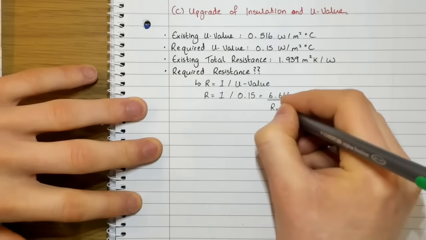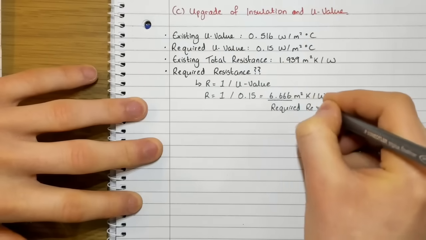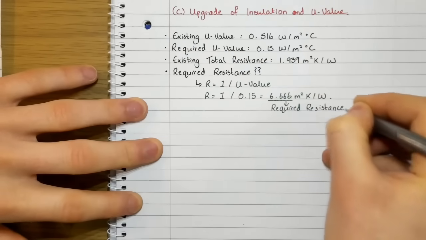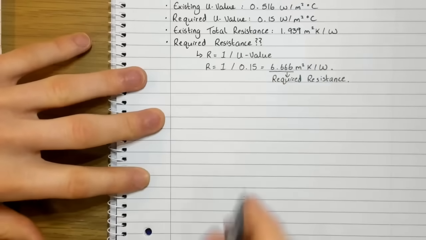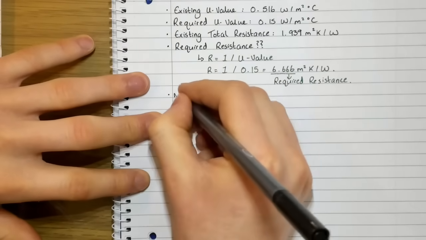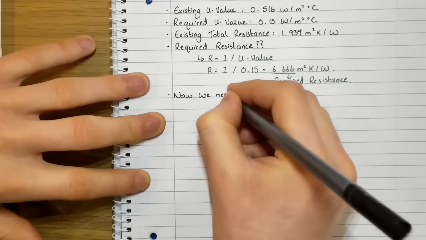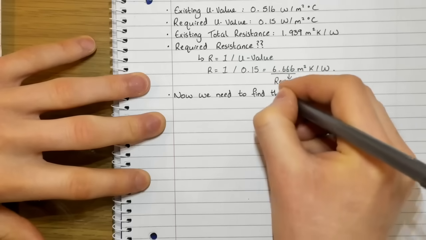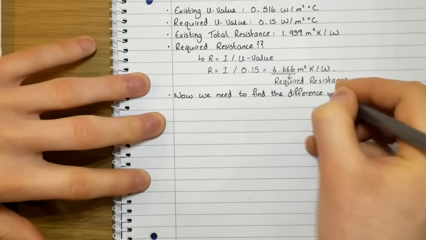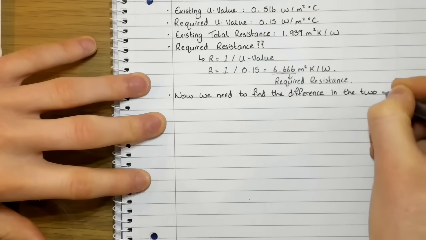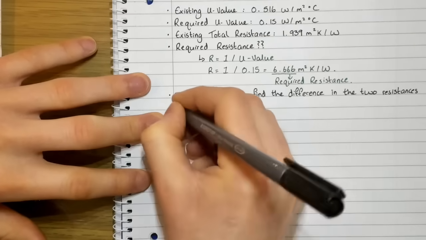Now we already have some of that resistance already in our existing wall, don't forget. The resistance that we already have is 1.939. So we need to find out what the difference is between our existing resistance and our new resistance. In order to do that, we just need to take one from the other.